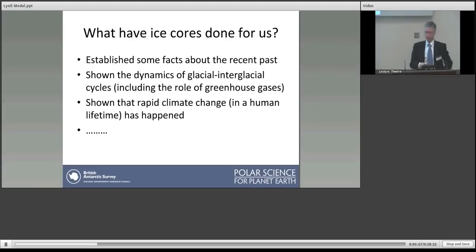So that's how they work. Now what have ice cores done for us? There are three things I'm just going to highlight. The first, establish some facts about the recent past. If you go through an IPCC report, you will find an awful lot of ice core data in there. You won't always realise it's ice core data you're looking at, because it might be a record of past volcanism or past solar activity, but it provides a grounding for some of the things that we actually know in this contentious debate about climate. Second, they've shown the dynamics of glacial interglacial cycles, and third, they've shown that rapid climate change has happened. I'll go through each of those in turn very fast.